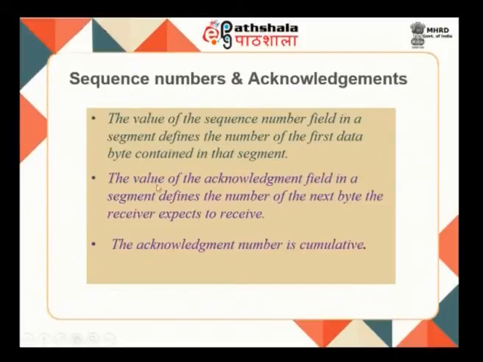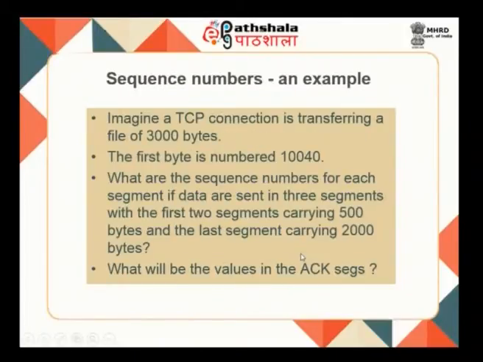So, as I said, the value of the sequence number field in every segment will define the number of the first data byte that is carried in that segment, and similarly the value of the acknowledgement field in a segment will define the number of the next byte that the receiver expects to receive, and the acknowledgement number is always a cumulative acknowledgement number. Okay. So, we will just take a look at an example to see how sequence numbers and acknowledgements are used.